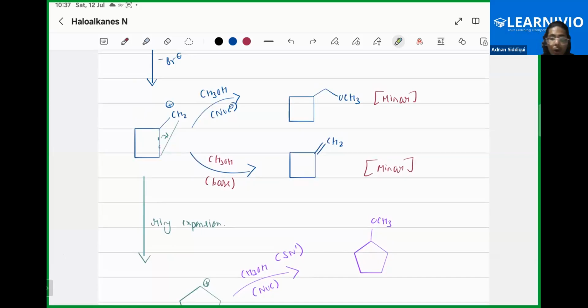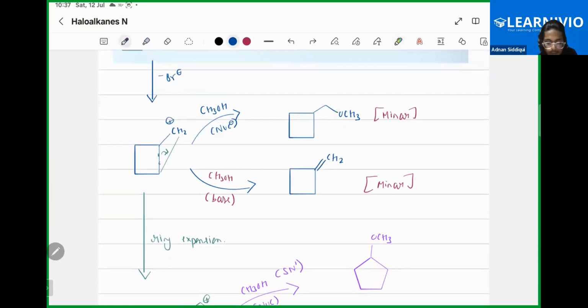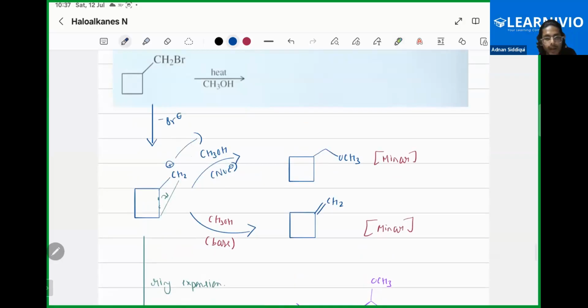This will exist and it will cause some minor products. Suppose at this point your nucleophile can attack directly and it will lead to this product. At this product, it is not getting stabilized now. It is just produced and your methanol won't be able to differentiate between a 2 degree and 1 degree. It will directly attack.